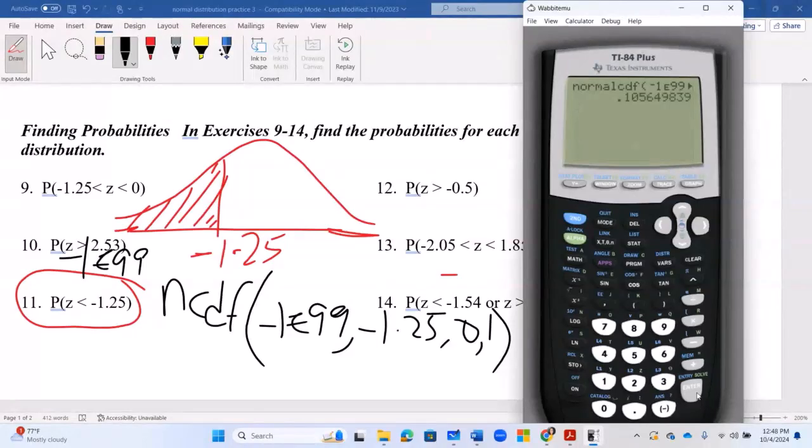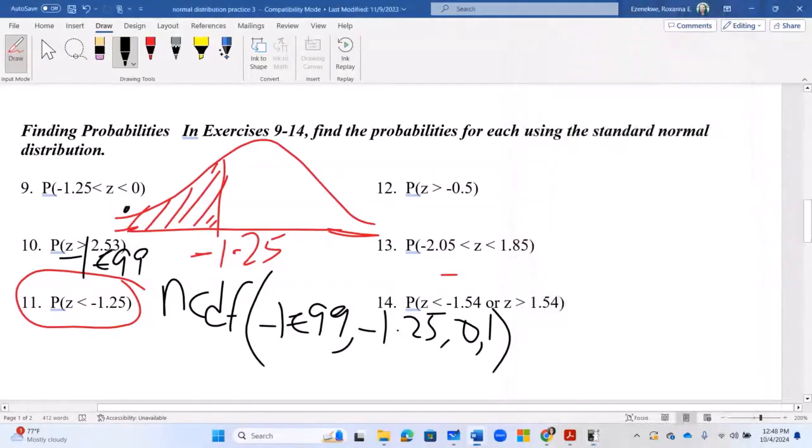When I paste, I have that area is approximately 10.56%. So I can just write 0.1056. If you're told to leave your answer in percent, then you can convert to percent. So we have found the area.